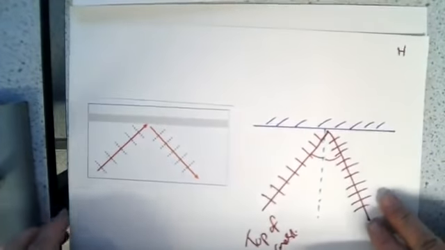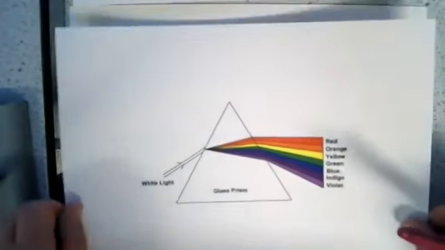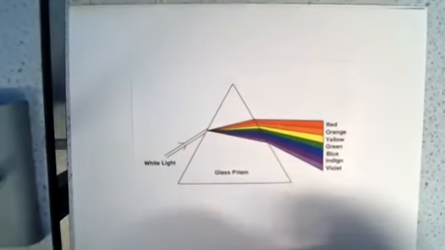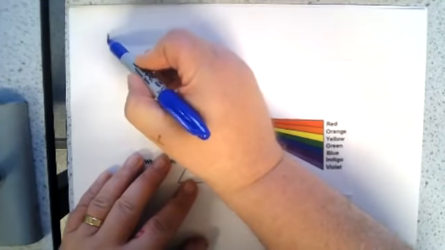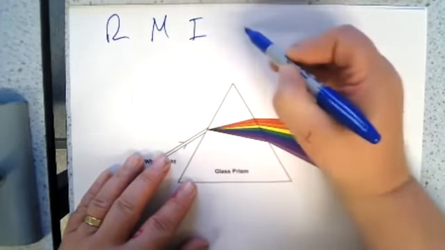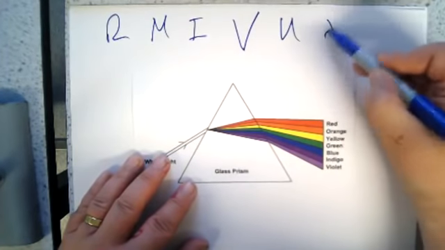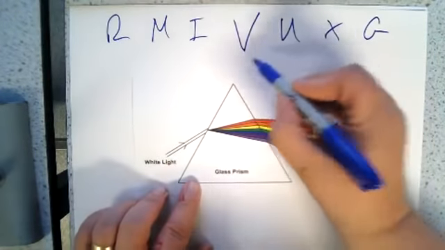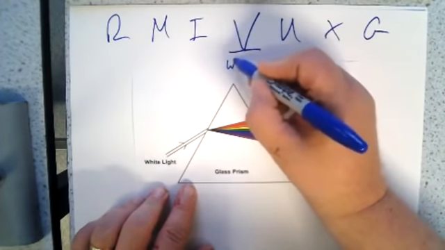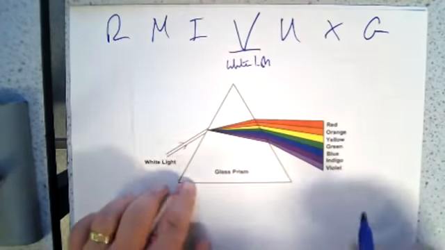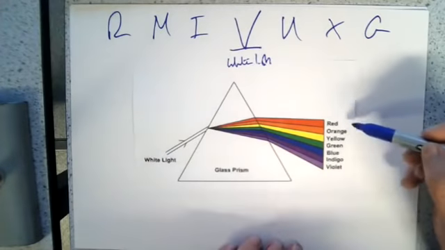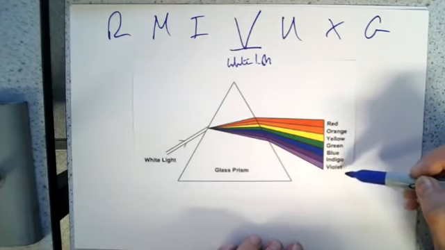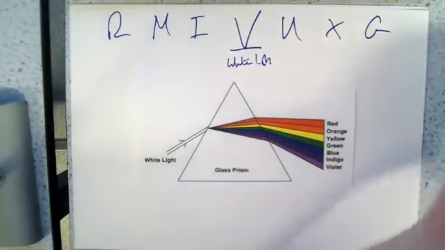Now, before I go on to look at lenses, I'm just going to remind us about white light and how it breaks up into its spectrum. Remember when we did the electromagnetic spectrum, we had Ryan, my improper vicar, uses X-rated gags. Visible light or white light can be broken up into the spectrum, and the spectrum is red, orange, yellow, green, blue, indigo, violet.